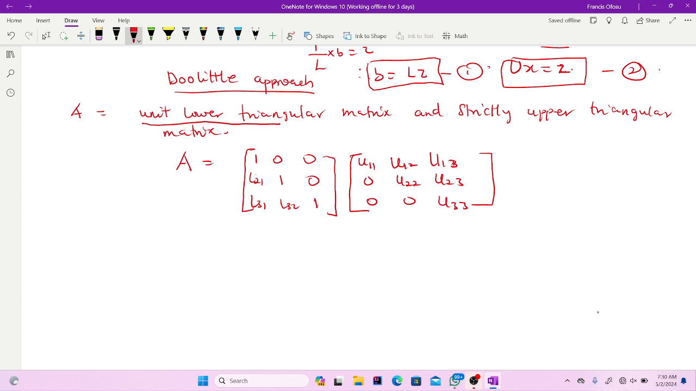So let's see how we can solve problems using the Doolittle approach together with the LU decomposition method of solving systems of equations. So let's take this problem. So solve.